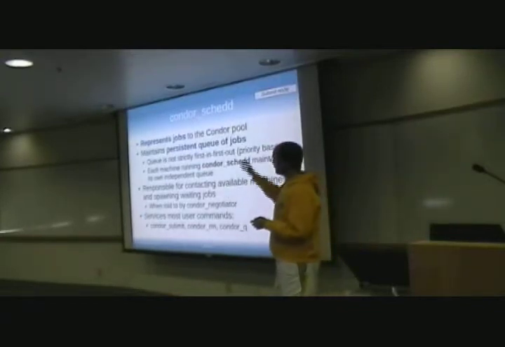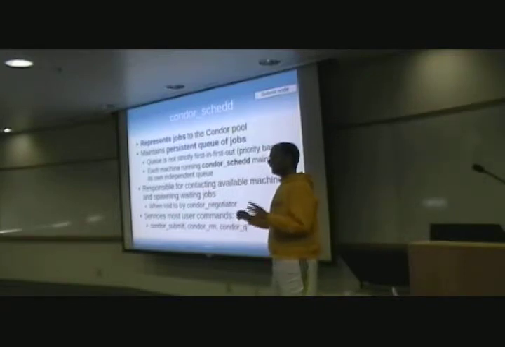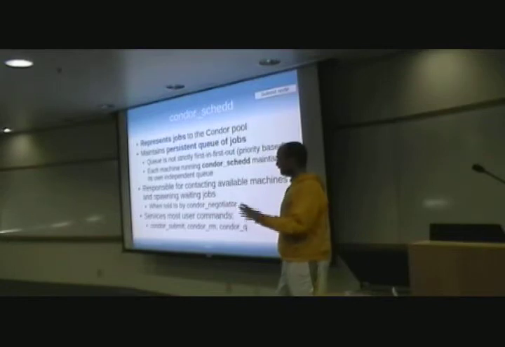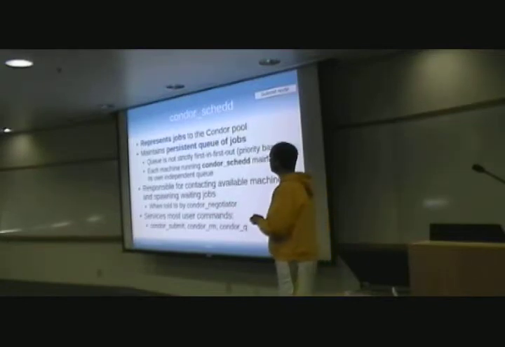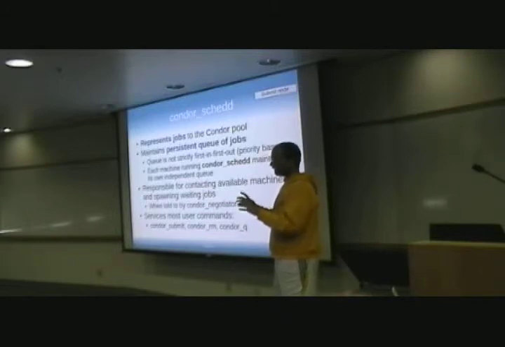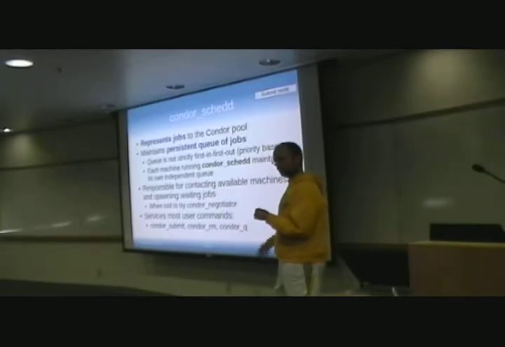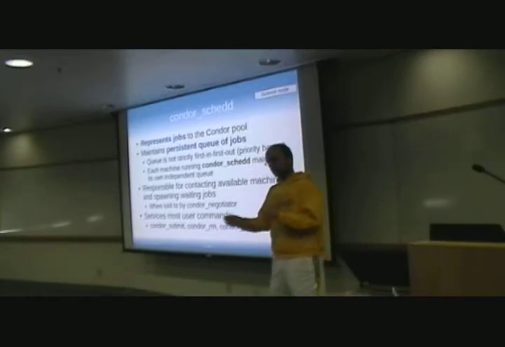And on the submit node, this is the Condor schedd. This Condor schedd represents the jobs in the Condor pool. The user submits to the schedd. The schedd takes hold of the job, keeps it, maintains it, and makes sure it comes to completion if possible. It maintains a persistent queue of jobs, and it's not really a queue in the sense of first in, first out. There are priorities in the schedd. We'll talk about that in later talks, but just to make sure it's not really first in, first out.